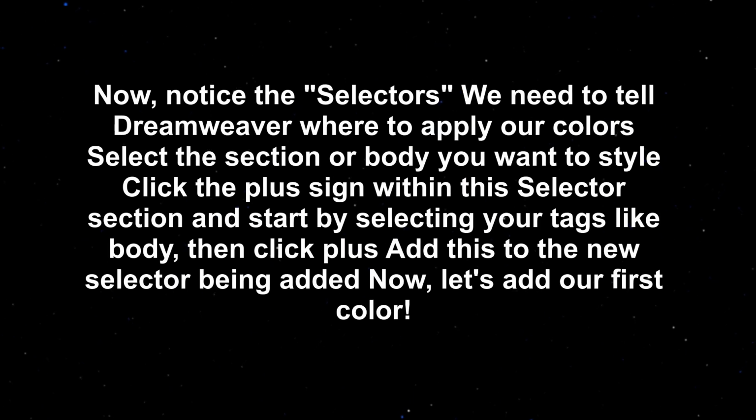We need to tell Dreamweaver where to apply our color. Select the section or body you want to style. Click the plus sign within this selector section and start by selecting your tags, like body. Then click plus to add this to the new selector being added.